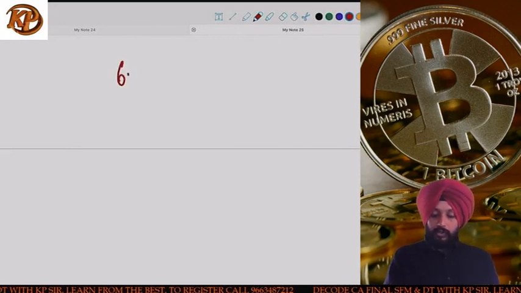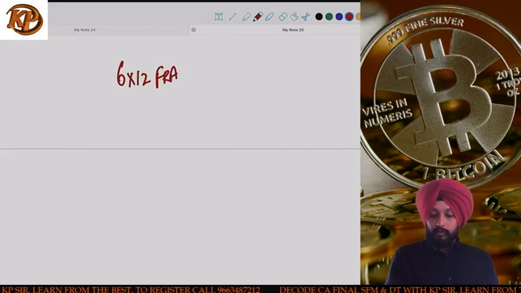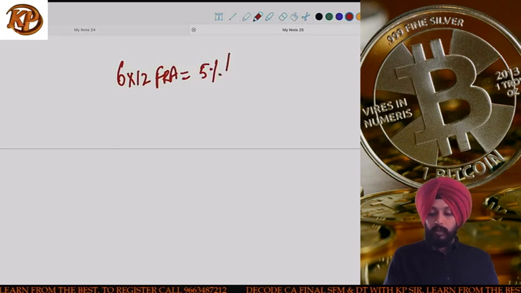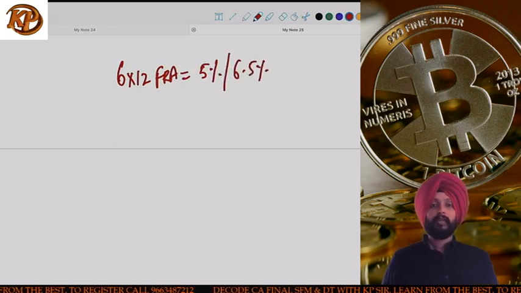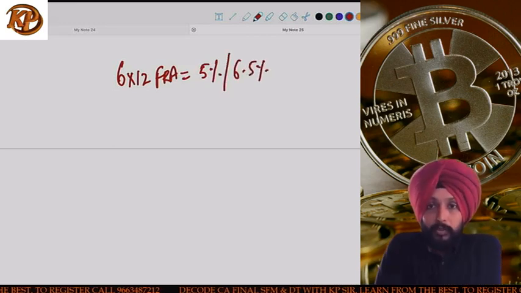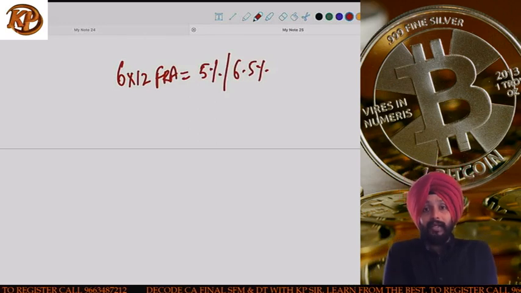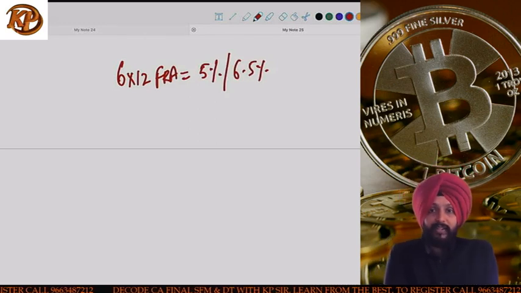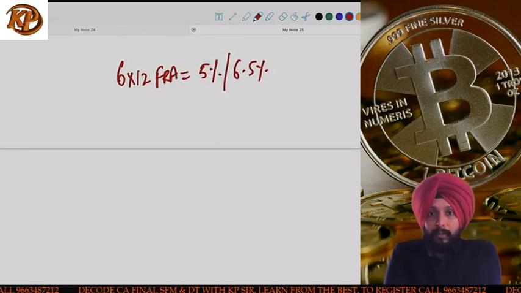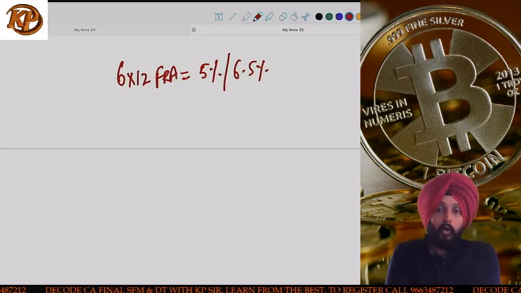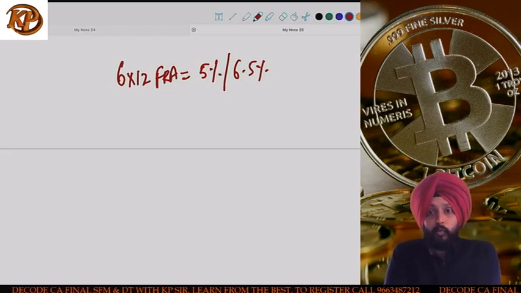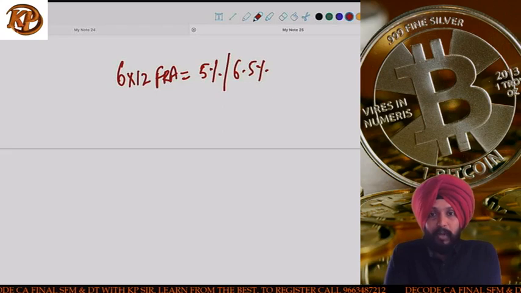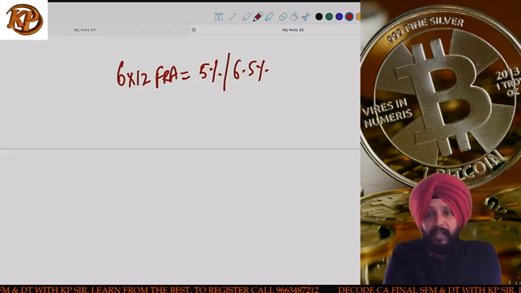Let's say this quotation: 6 into 12 FRA is equal to 5% oblique 6.5%. Interpretation first of the quotation. When is it available? Available today. When is it applicable? Applicable after 6 months. How long is it valid? It is valid for 12 minus 6 equal to 6 months. When is it expiring? Expiring at the end of 12 months.